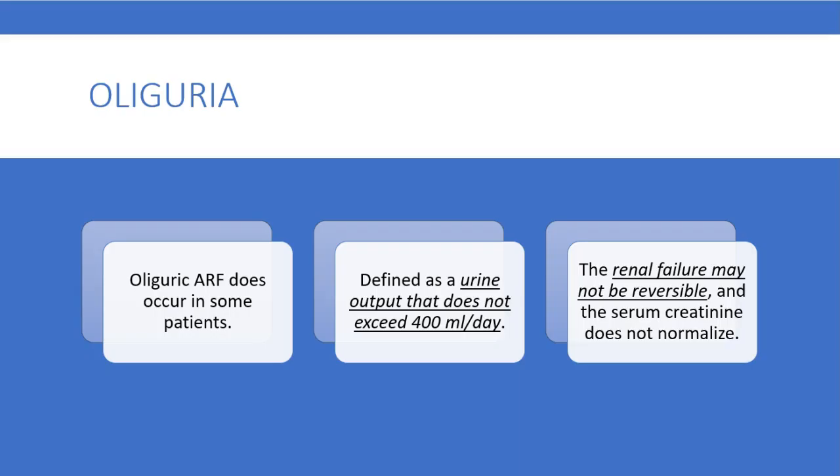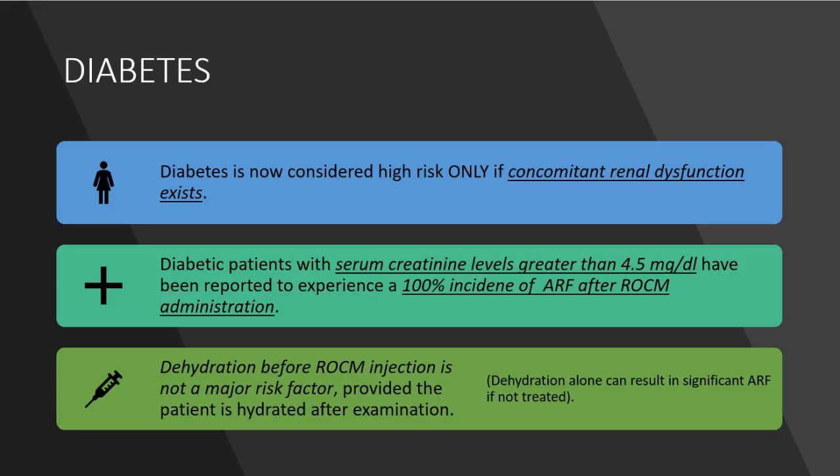All right, oliguria. Oliguria with acute renal failure does not occur in some patients, or does occur in some patients. It's defined as urine output that does not exceed 400 mL a day. So they check the I&Os, what we call I&Os, the output of the patient in the urine. The renal failure may not be reversible, and the serum creatinine does not normalize. So that patient is injured for life.